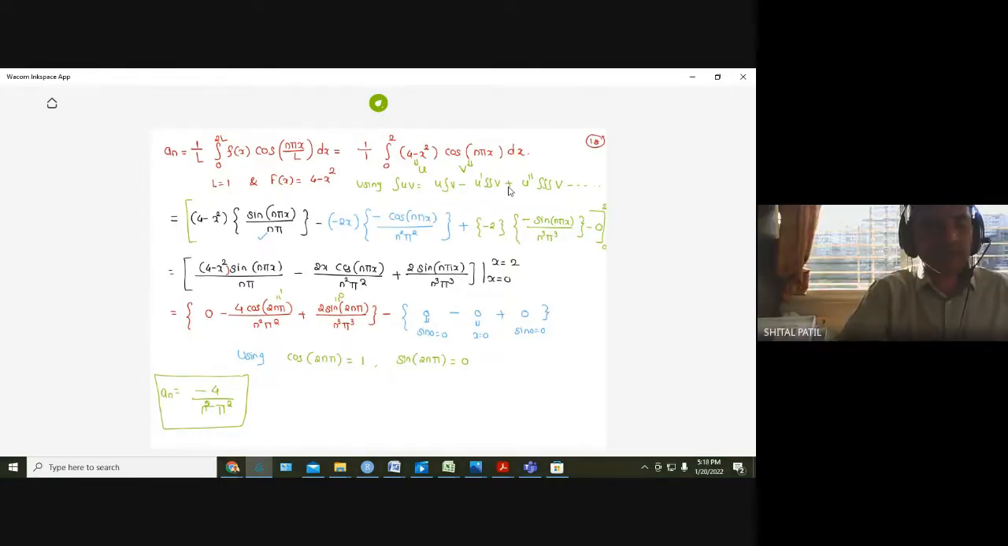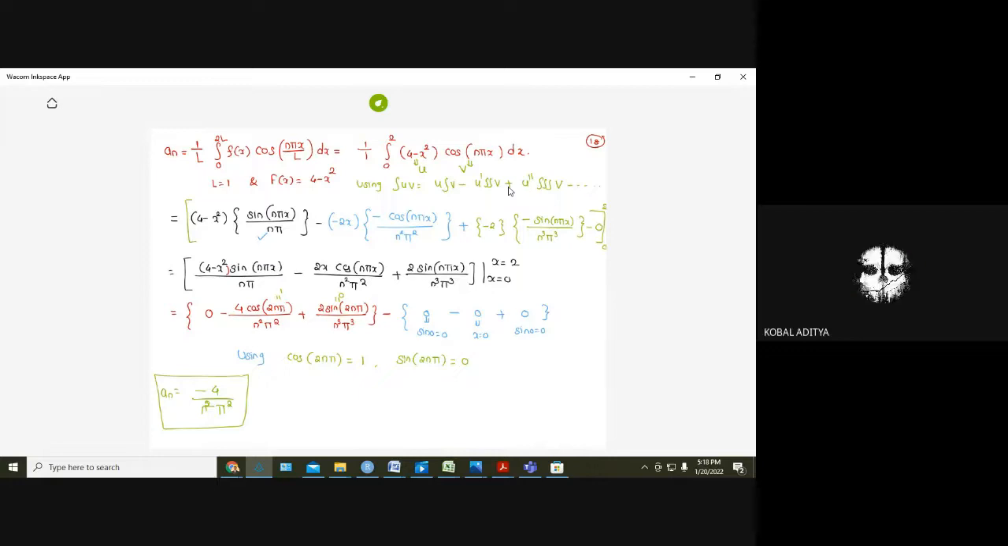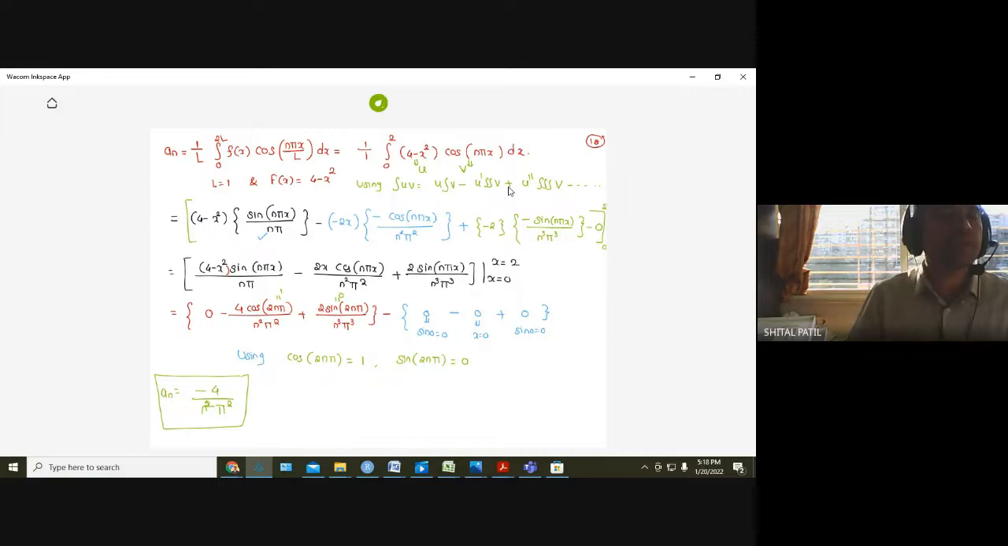Can we stop here? Sir, can you repeat the homework question again? We have to find bn only. We obtained an; now we have to obtain bn. That's it. Same procedure, only cos will be replaced by sin. Remaining things are the same. No doubt, the answer will be different.